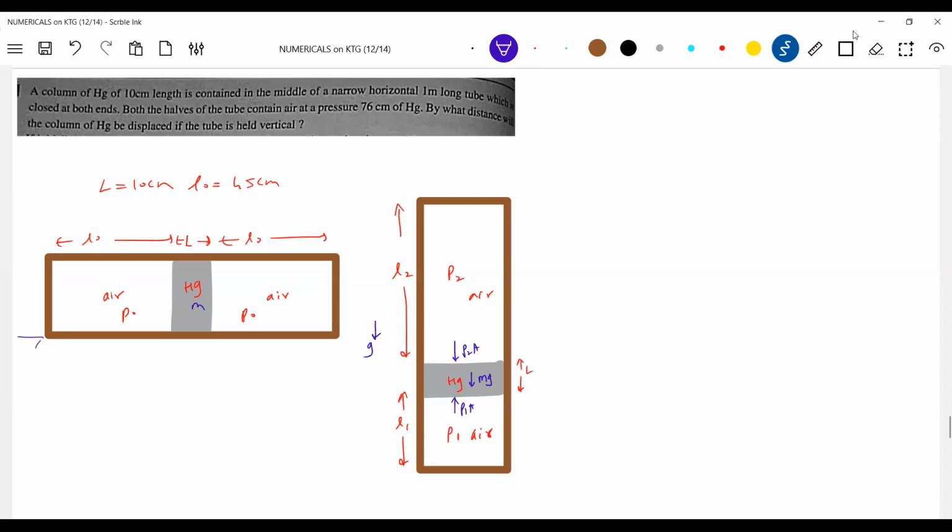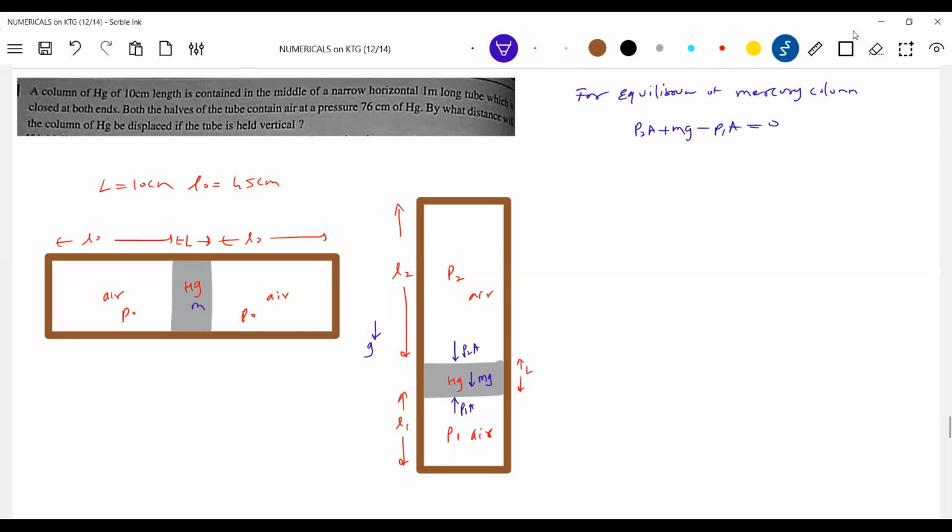Earlier it was placed horizontal. Now it is being held vertical. So many other things will come. Now look at the vertical equilibrium of the mercury column. For equilibrium of the mercury column, P2A plus Mg minus P1A equals 0.